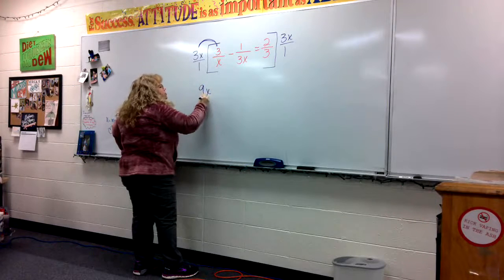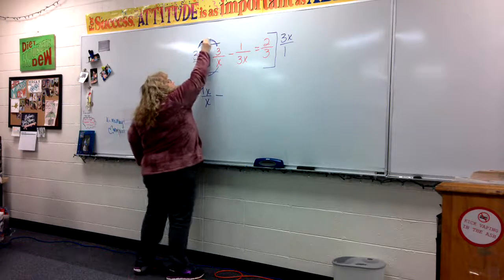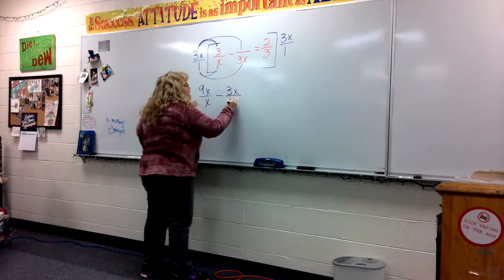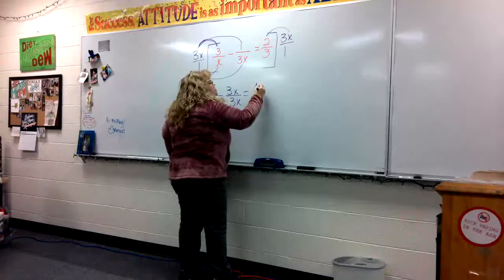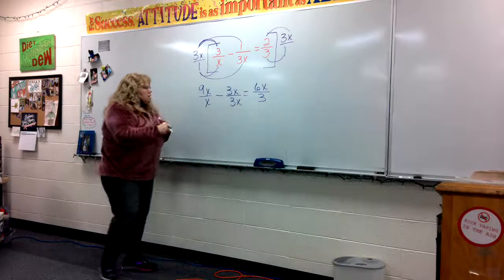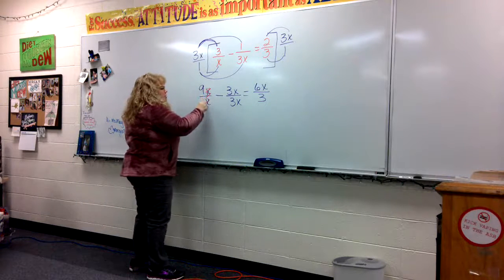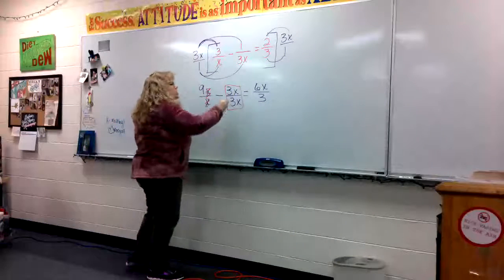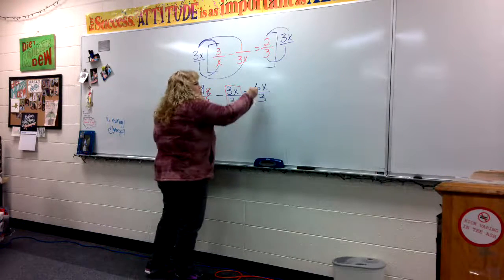Right, 9x over 3x minus 3x over 3x equals 6x over 3. Then we're going to go back and reduce. Look right here. Look what happens. Cancels and you just get 9. What is 3x over 3x? Yeah, anything over itself is just 1.